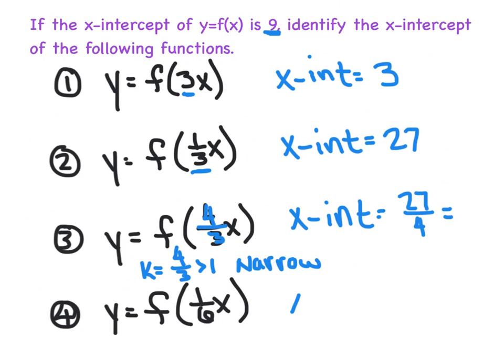And for our very last one, we take the 9, we divide it by 1/6, which is the same thing as multiplying by 6, and you end up with a new x-intercept of 54.